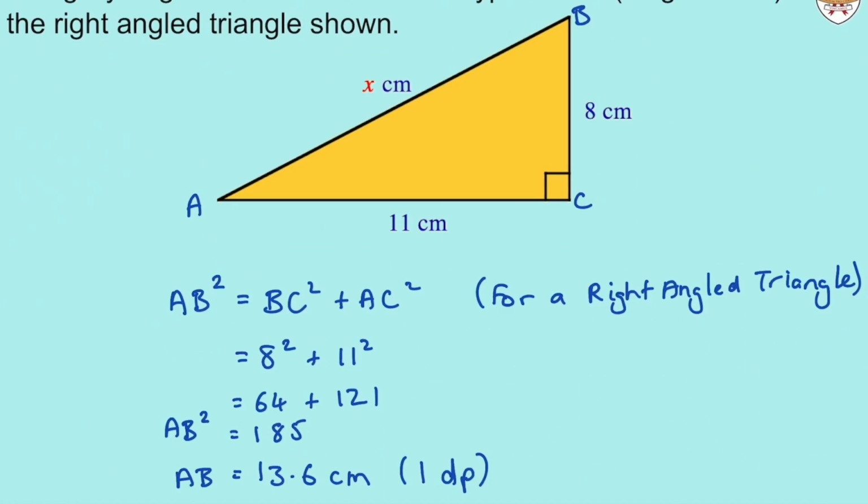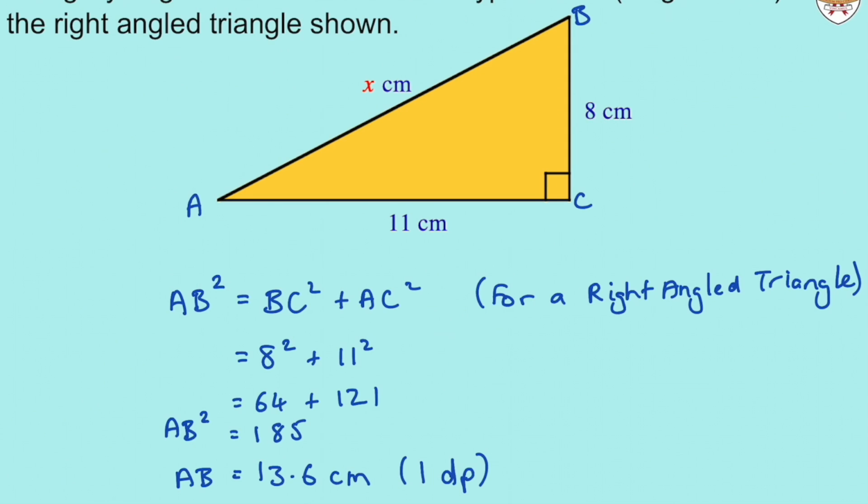Using Pythagoras' theorem, we must remind ourselves that if we square the hypotenuse, the longest side on a right angle triangle, only on a right angle triangle, that's the same as the sum of the squares of the other two sides. So we can write this algebraically as the length AB squared is equal to BC squared plus AC squared. In this case, BC squared is equal to 8 squared and AC squared is equal to 11 squared. This gives us 64 plus 121, so AB squared is equal to 185.